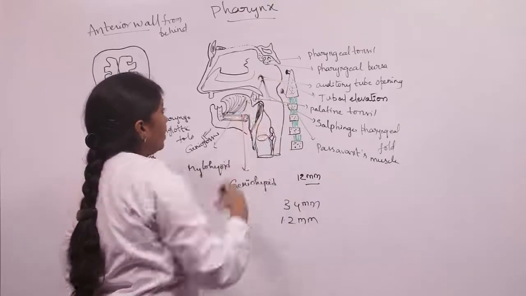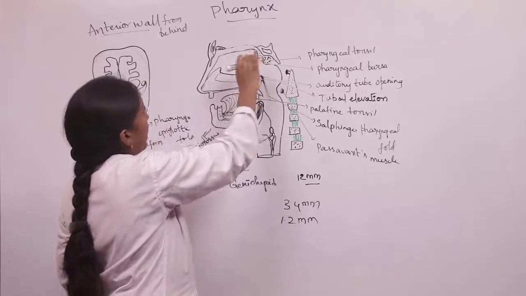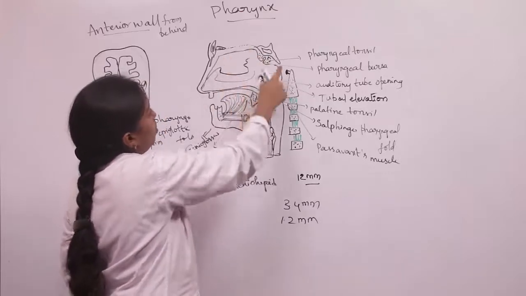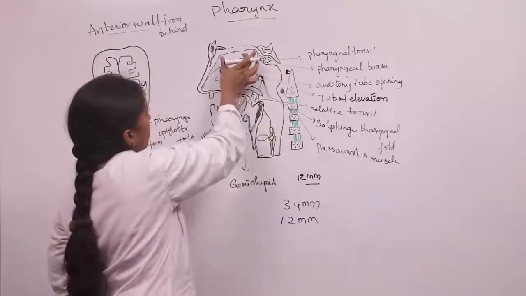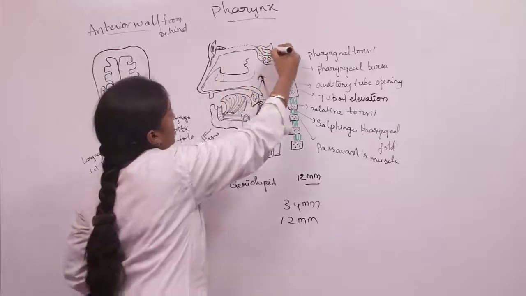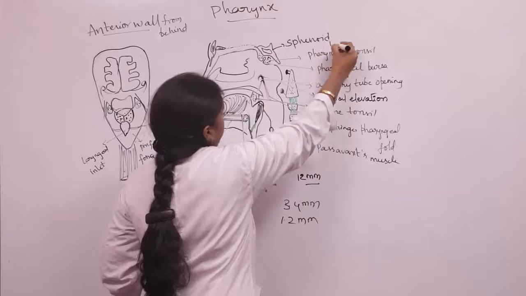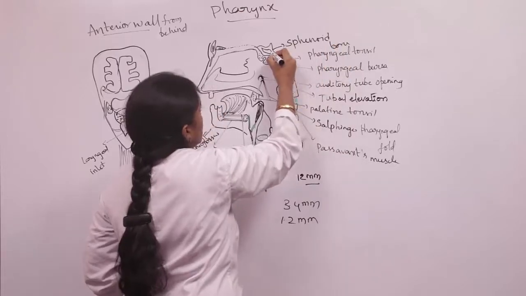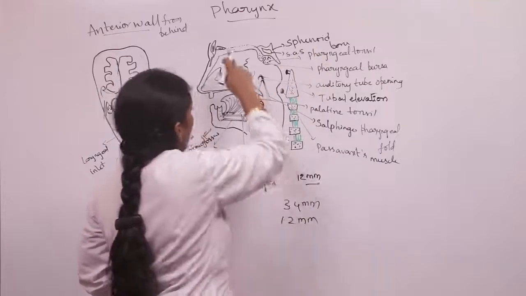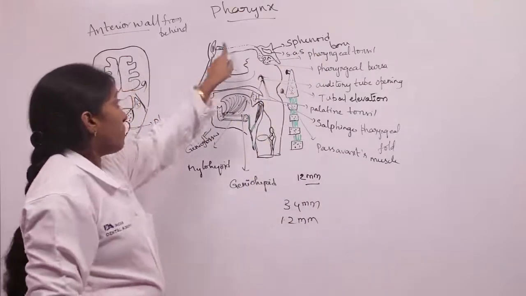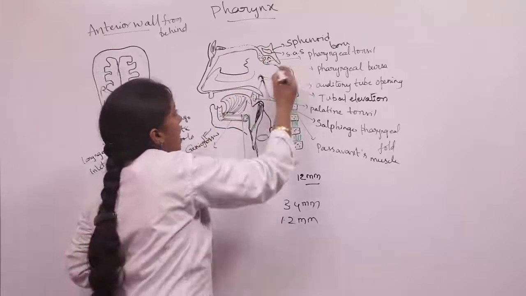Coming to the external relations of the pharynx, above it is bounded by the basilar part of the occipital bone, sphenoid bone, and anterior arch of atlas. This is the sphenoid bone, and this is called the sphenoidal air sinus. Above it is bounded by the basilar part of the occipital bone, sphenoidal air sinus, and also the anterior arch of atlas.